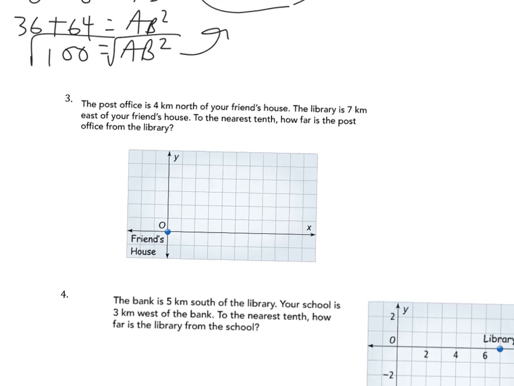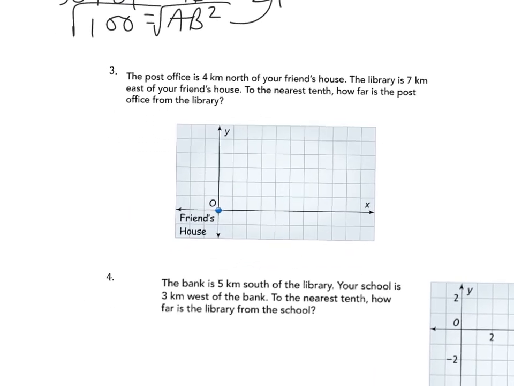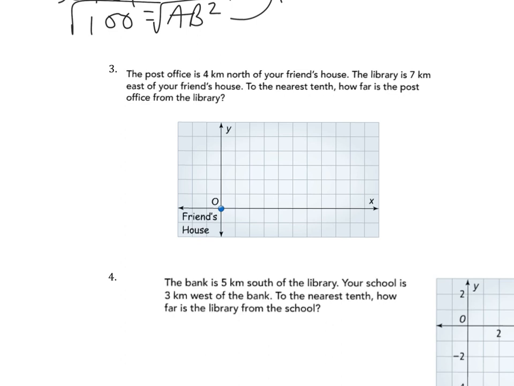Let's do one more example, and this one is very similar to the question that you guys are going to need to do here for your practice with this topic. So here, number 3, it says the post office is 4 kilometers north of your friend's house. So let's plot that. Post office 4 kilometers north. So 1, 2, 3, 4. We'll say PO for post office.